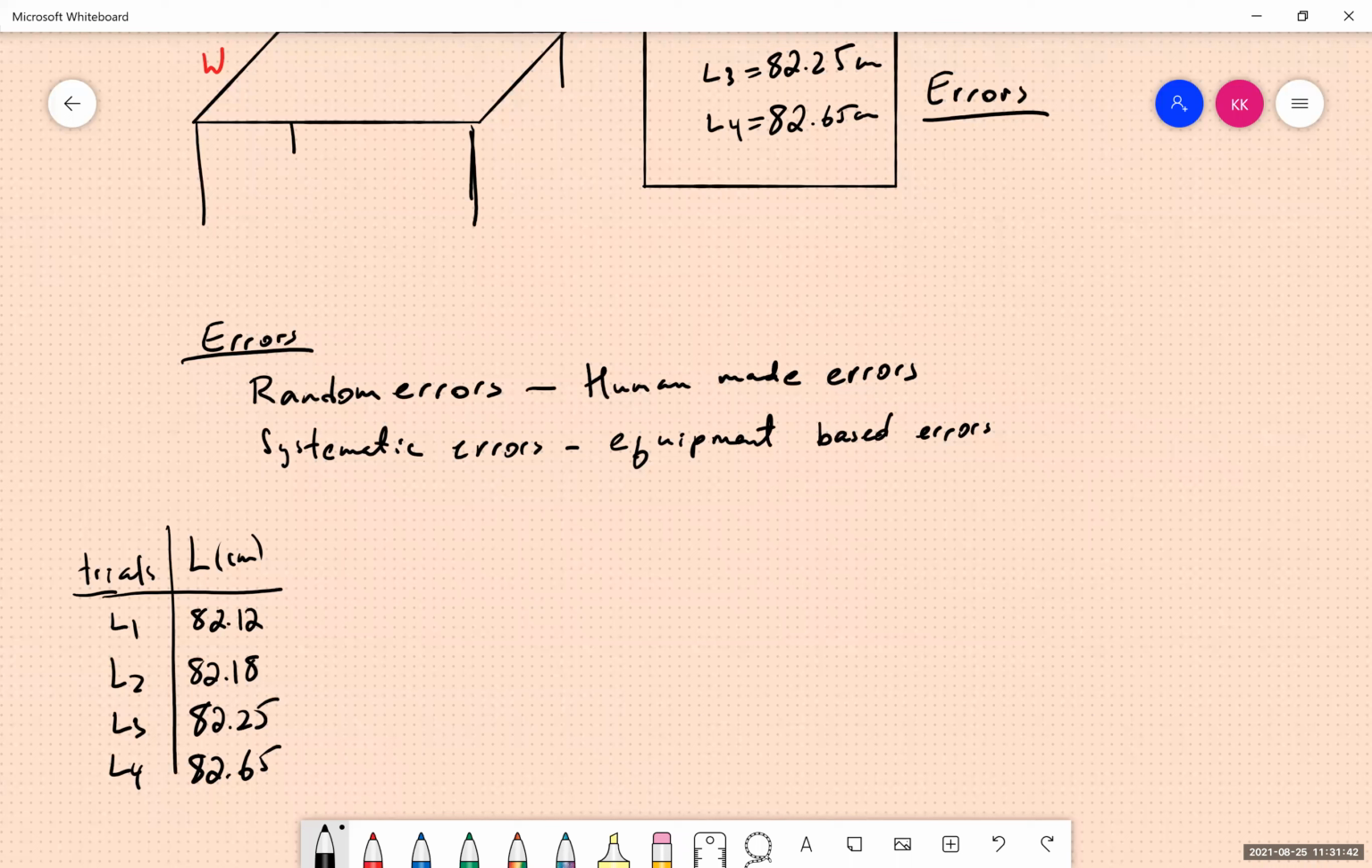The next, as a group, what you would do here is you need to then find the best way of presenting this data for the length of the table. And to do that, we're then going to be using 2 types of statistical mathematical tools. The first one is we're going to calculate the average, or another name for this is the mean.